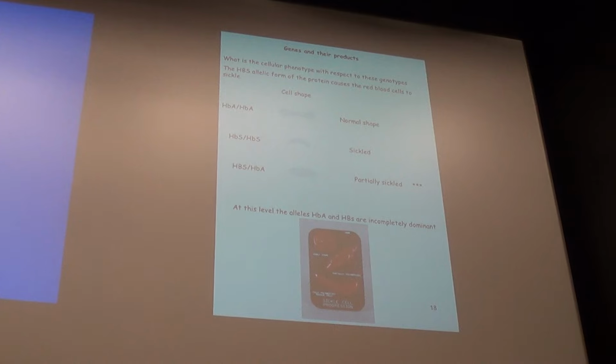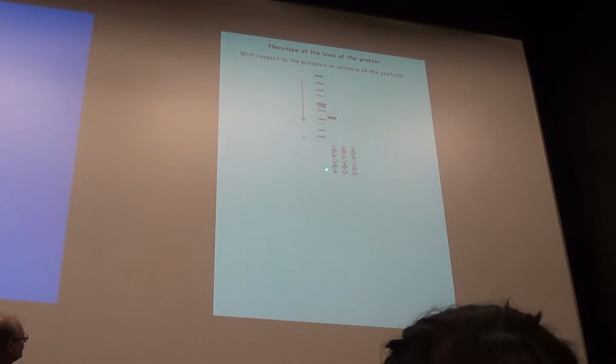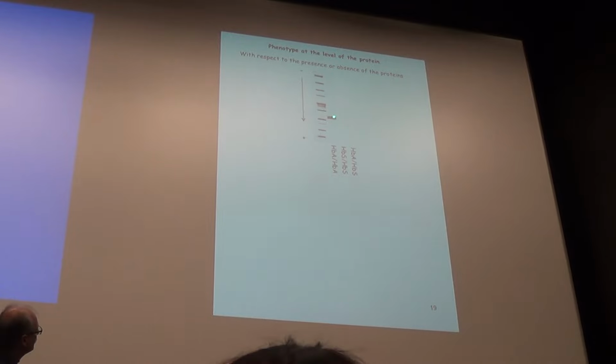Okay, so now you've looked at the individual, and at the individual it could be either dominant or recessive. At the cell level, it's incompletely dominant. So let's look at the protein level. Phenotype at the level of the protein. What we're going to ask is, is the protein present or absent? If you're wild type, homozygous hemoglobin A, you have a single protein being made. This is a protein gel. There's a picture of a protein being made. That's the globin protein.